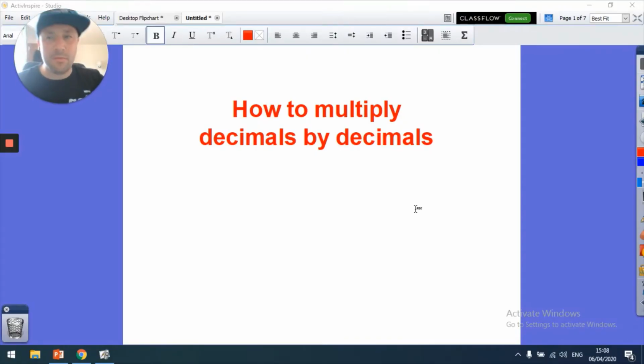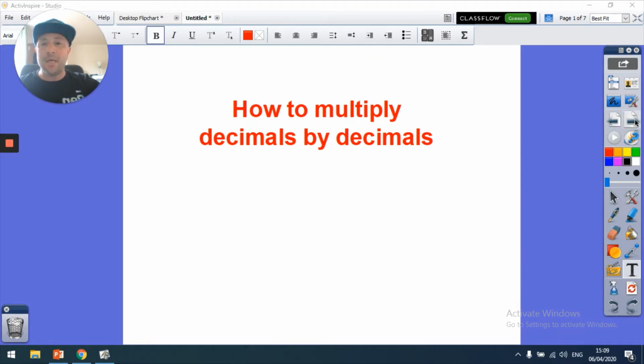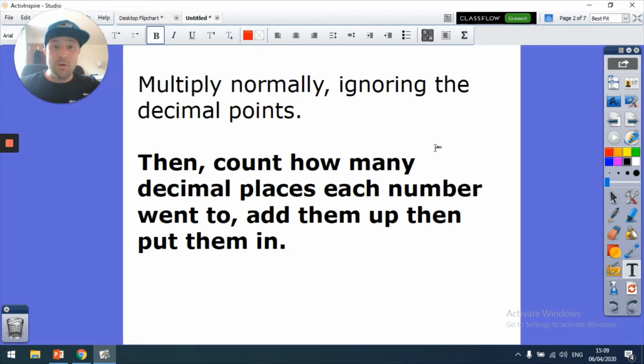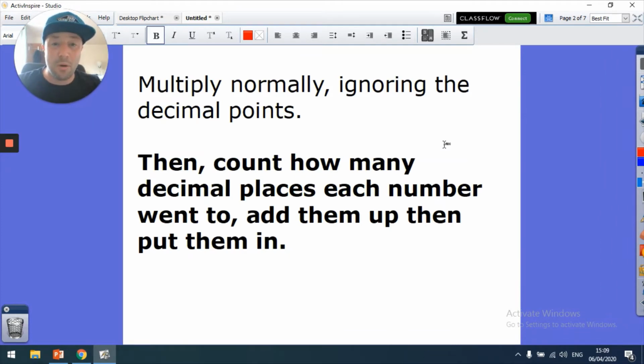This is a tricky one. Well, it's not tricky, but it seems tricky, and it's one of those ones that people always go, I can't do it. But this is how to multiply decimals by other decimals, and what kind of answer are we going to get? So the simplest bit of information I can give you is this. Just multiply normally, just ignore the decimal points, and I'll show you what I mean.